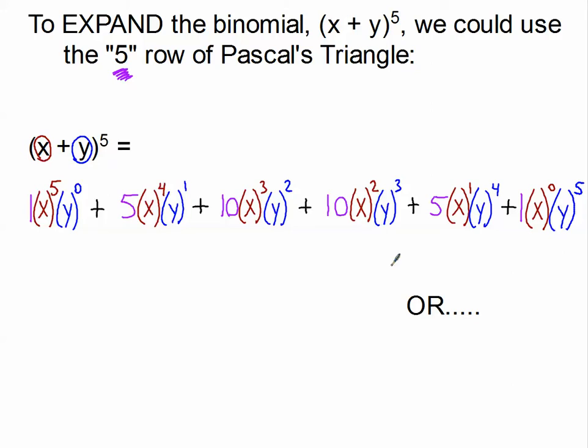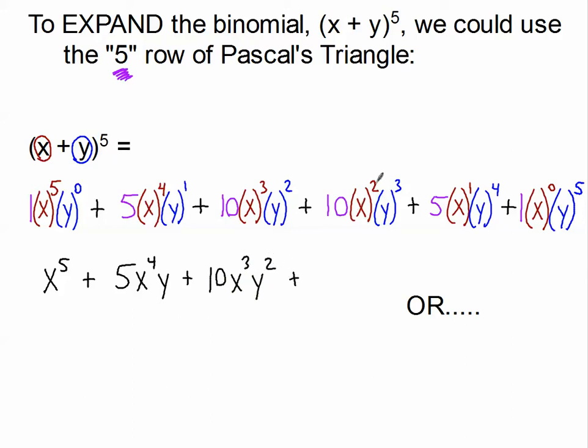So let's figure out what this term is. 1 times x to the fifth times y to the 0. You must do your exponents first. We'll do x to the fifth and y to the 0. And basically this term just turns into x to the fifth. Then a plus sign. My exponents must come first, so I have to do x to the fourth, y to the first, which is just y, and then multiplied by 5. So I get 5x to the fourth y. Next, I have x cubed, y squared, multiplied by 10, which is 10x cubed y squared.